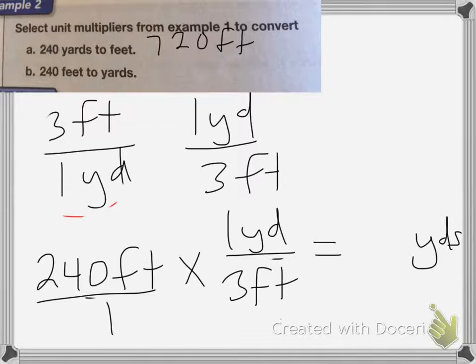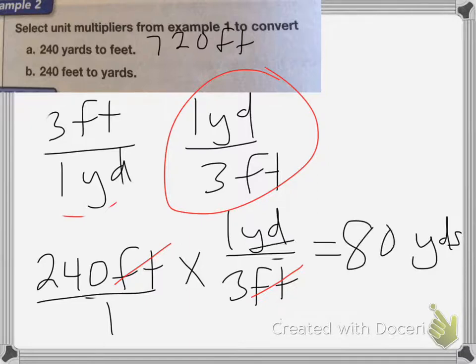So the feet cancel, and I end up with 240 times 1 yard over 3 feet. So I'm going to do 240 divided by 3, which is 80, and then my label is yards. So I end up with 80 yards.